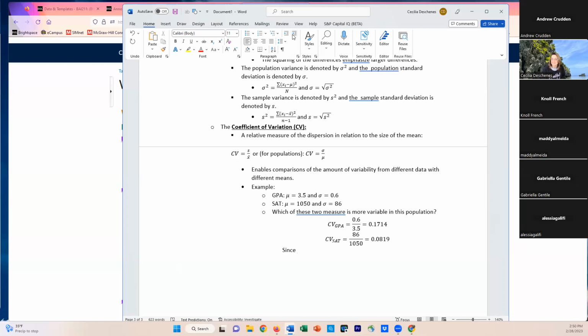Okay, since the 0.1714 is greater than the 0.0819, the values of GPA are more variable than the values of SAT scores.